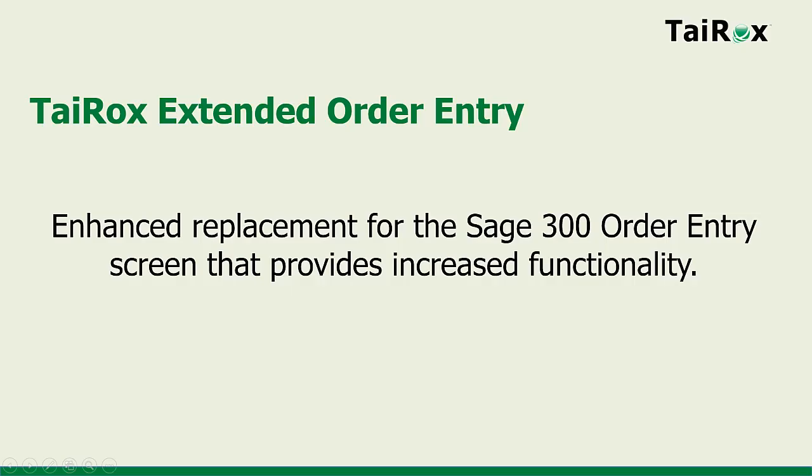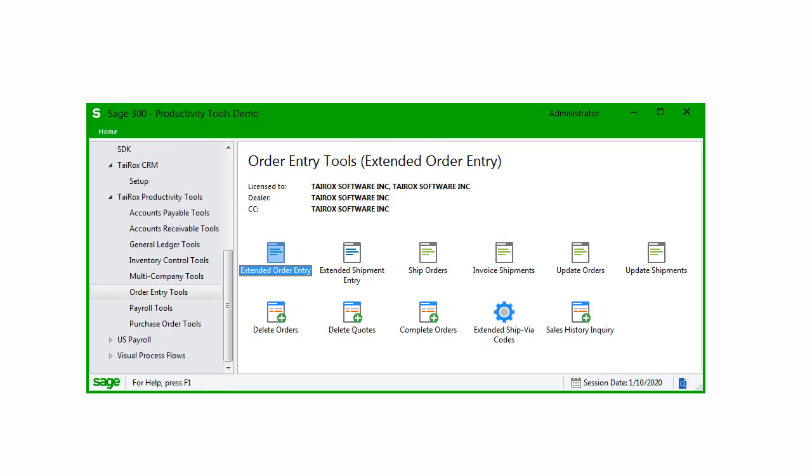TaiRox Extended Order Entry is a feature-packed replacement for the Sage 300 order entry screen that provides increased functionality and faster access to orders, customers, and items. Let's launch the program and open an order so you can see what's been added to the standard screen.